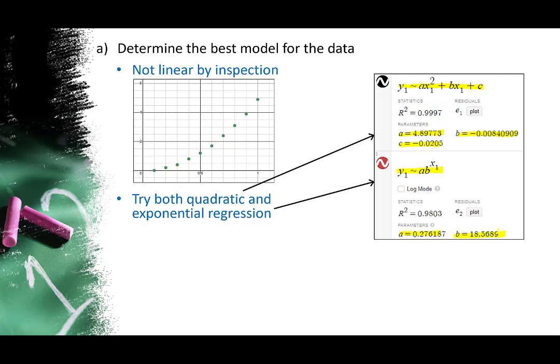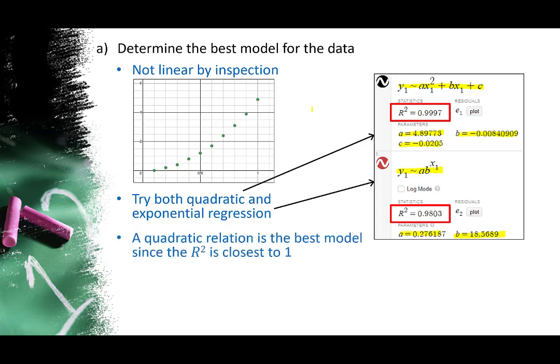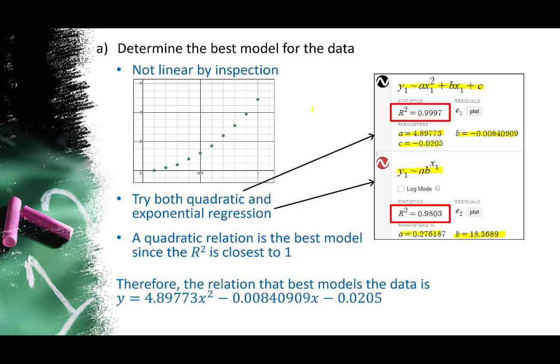But the important part is to look at the R squared, the coefficient of determination. And you can see that for the quadratic regression, the R squared is closer to 1 than the exponential regression. So a quadratic relation is the best model since the coefficient of determination is closest to 1. Therefore, the relation that best models the data is given here.